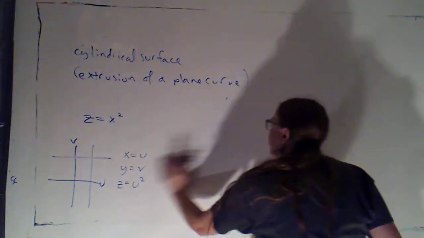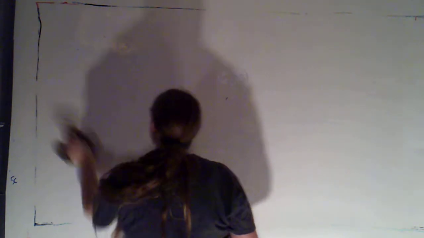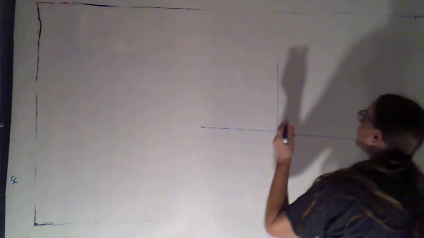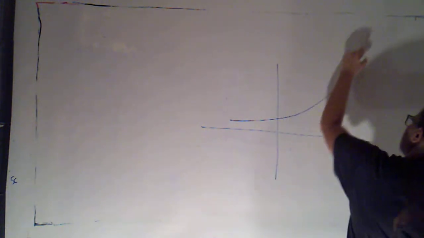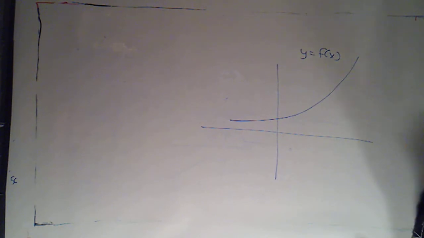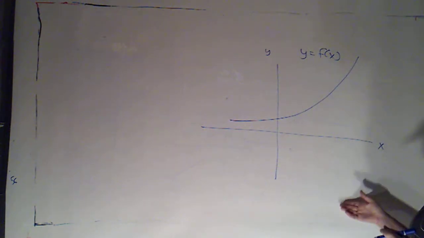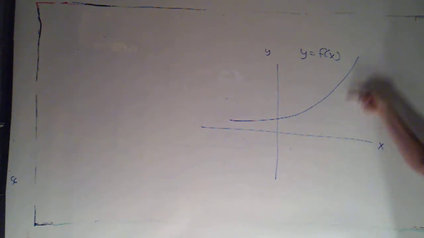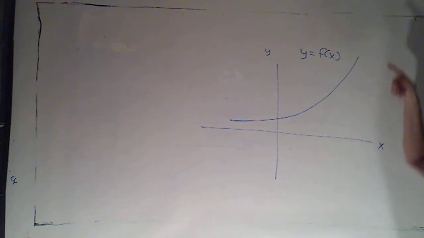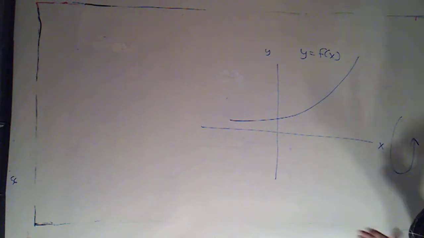Now, that's what we get if we extrude a curve. I could also rotate a curve about an axis. So let's just suppose that I have y equals f of x. I've drawn it so that it looks like an exponential function. It doesn't necessarily have to be. So here I'm drawing things in the xy plane. If I rotate this about the x-axis, that's going to sweep out some sort of a surface, and I can try to describe that.